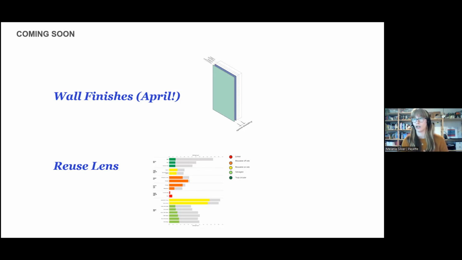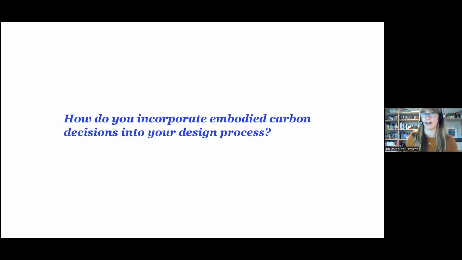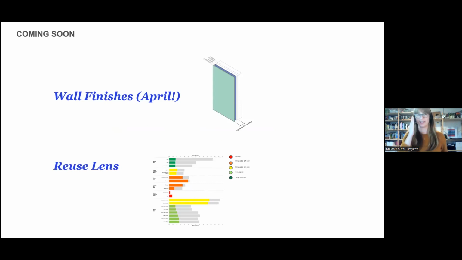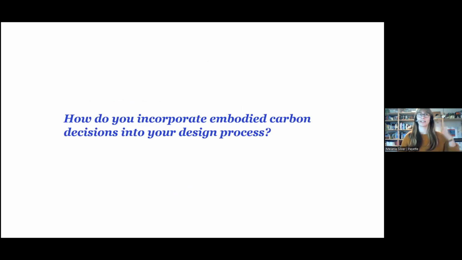I think we have 15 minutes left. We answered some of the questions, but I know that there are more questions. We also want to pose a question: how do you incorporate embodied carbon decisions in your design process? Hopefully some of the ways that we've done it, you can start to incorporate. If you have even better ways, we would love to know. We're constantly trying to improve everything. So thank you, and we'll jump into questions and discussion.